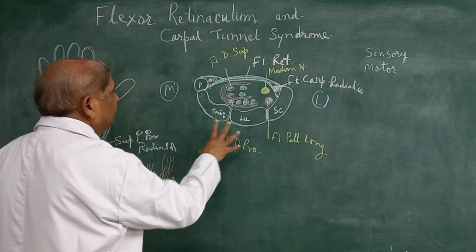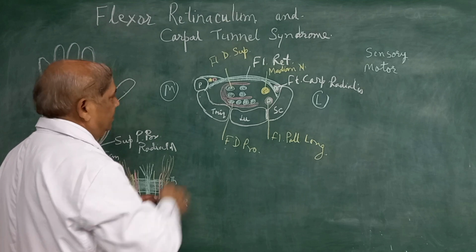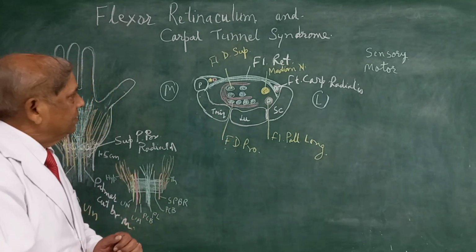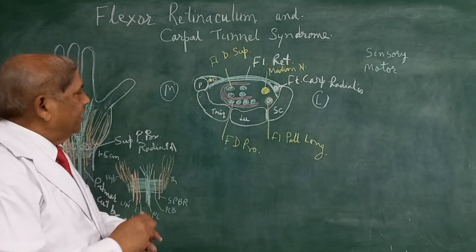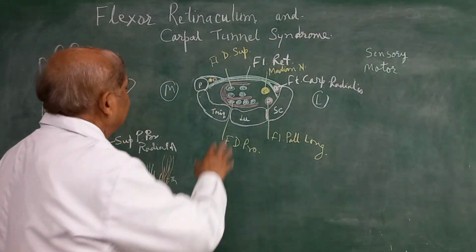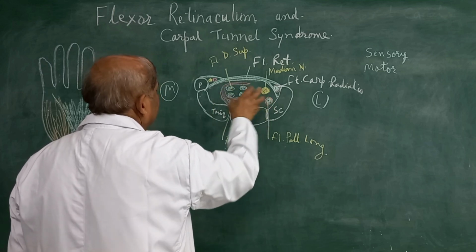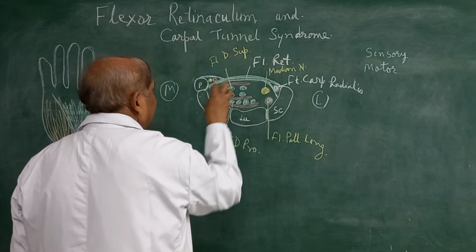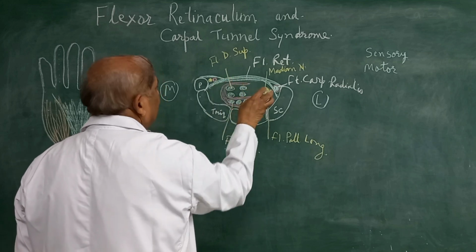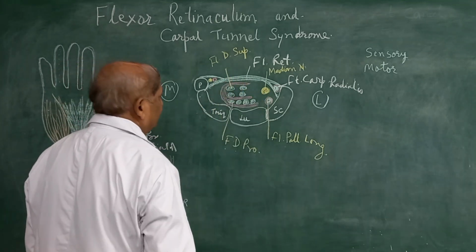Let us come to its applied importance, what is called carpal tunnel syndrome. This is a syndrome which gives rise to various complications, and this is because this tunnel is very congested. Many structures are passing through, and though, as I said, I have drawn them apart, they are very close to each other.